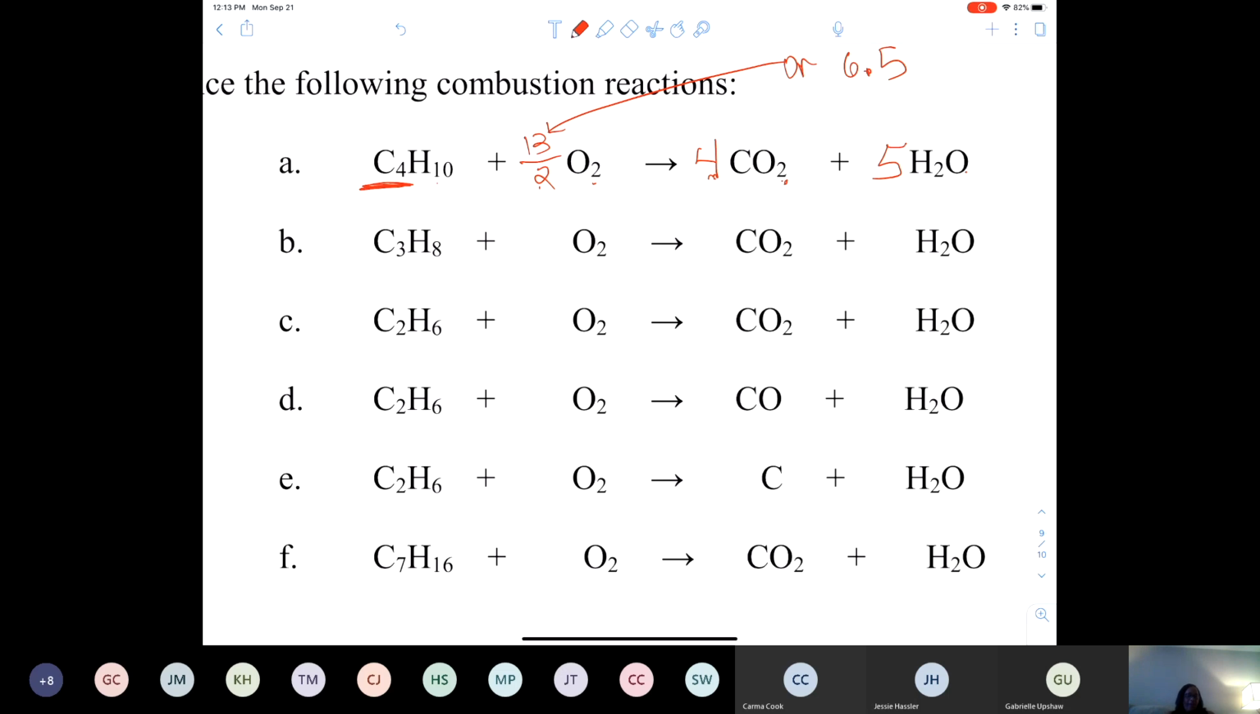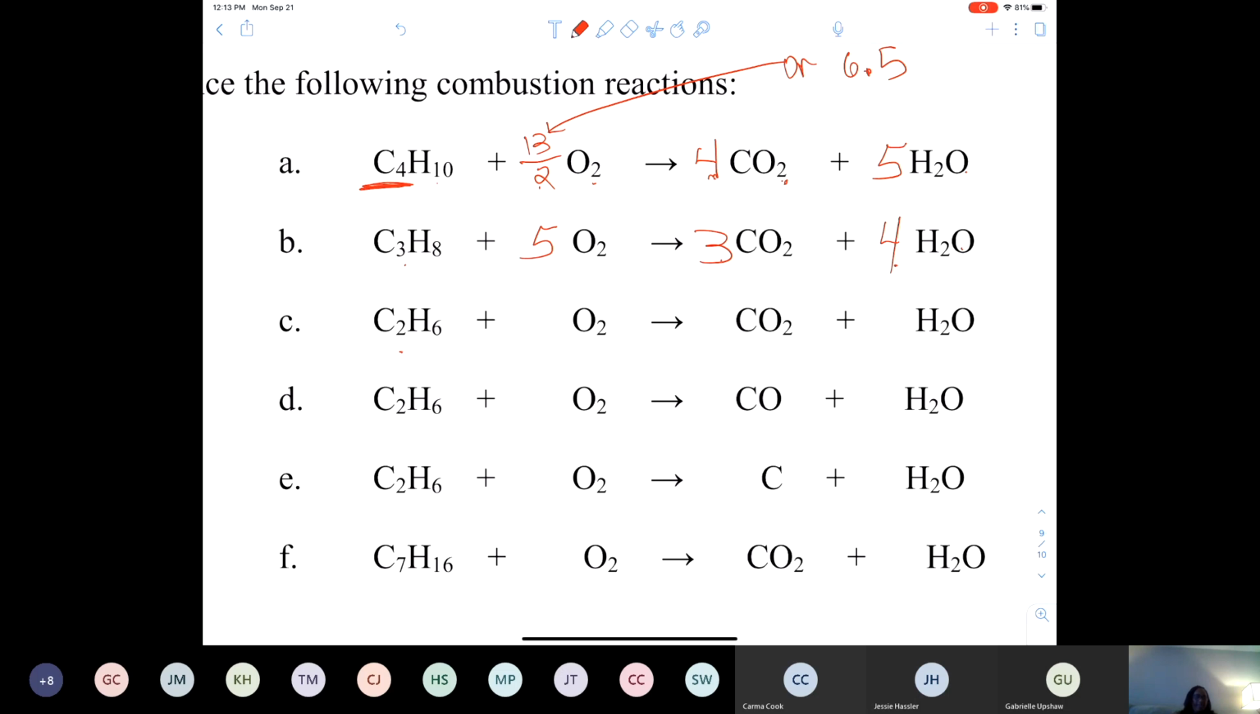Now the next one is propane. It has an odd number of carbons, 3. So we need 3 carbons on the right. Now to balance the hydrogens, I've got 8 on the left, 2 on the right. So I need to put a 4 here to have 8. And then I count my oxygens, 4 plus 3 times 2, 6. So that's 10. So I need a 5 there. Note we had an odd number of carbons. We didn't need a fraction to balance the oxygens.